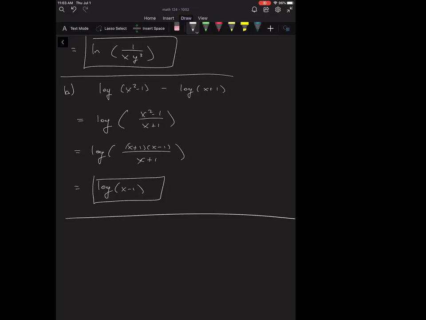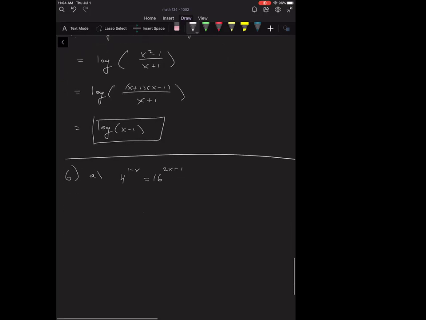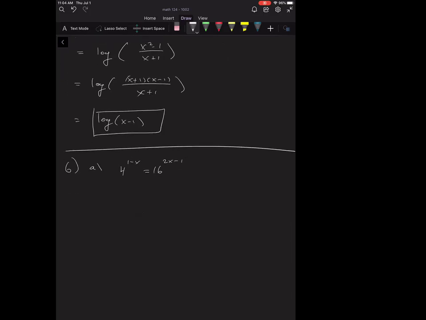Okay, so number 6 is we have to solve some of these equations for x. Let's go through all 3 of these. So the first one we want to solve is 4 to the 1 minus x is equal to 16 to the 2x minus 1. So what we could do here is take the log base 4 of both sides. So we're going to take log base 4 of the left, 4 to the 1 minus x, and log base 4 of the right, 16 to the 2x minus 1.